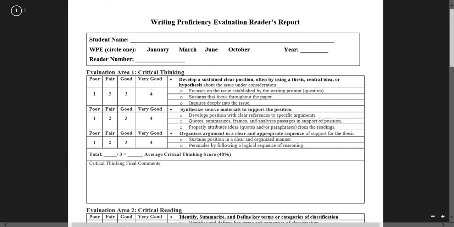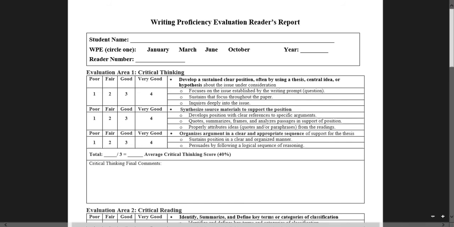Hi, everybody. I wanted to look this week also at the Readers Report for the Writing Proficiency exam. Now, every writing proficiency exam you take, whether it's the timed test or the portfolio, is going to use this Readers Report and this rubric so that everybody has an idea of what the readers are looking for.